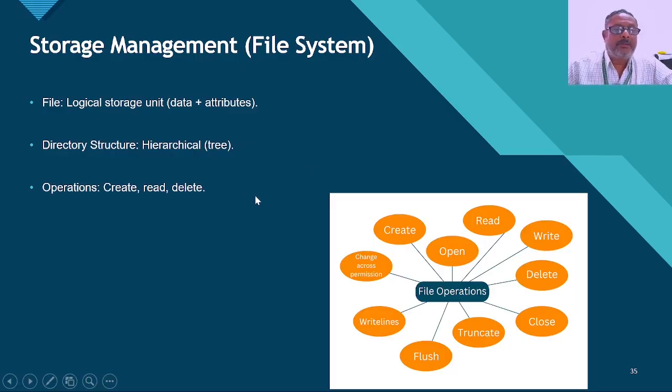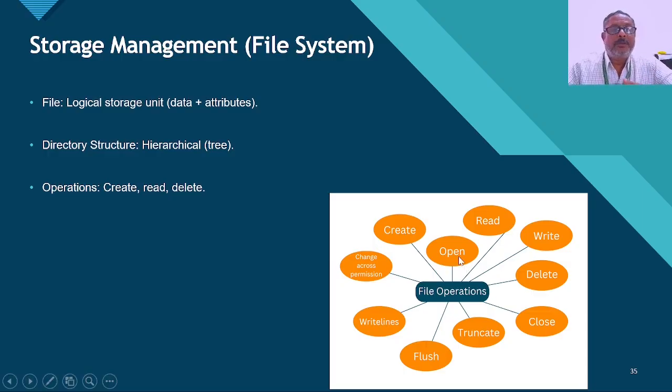Then the various operations possible. The file operations: we can create a file, open a file, read a file, write onto the file, delete a file, close a file, truncate the file, flush, write lines, change access permission, and all that. So these are various operations that are possible with the file. So if we want to create a file, we use the create function.